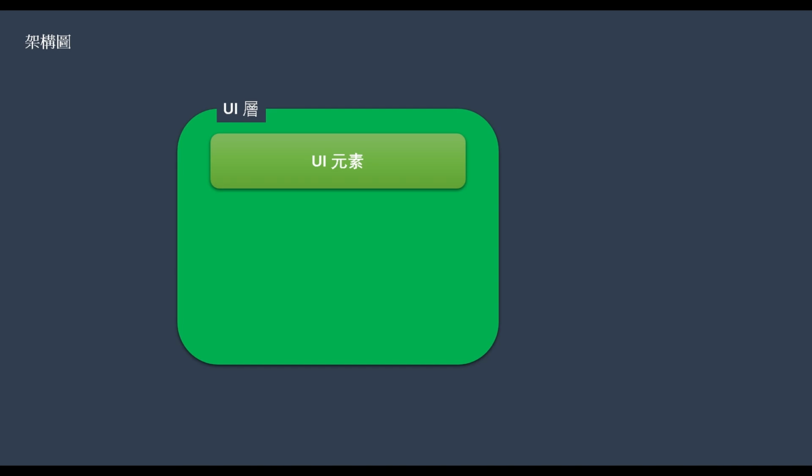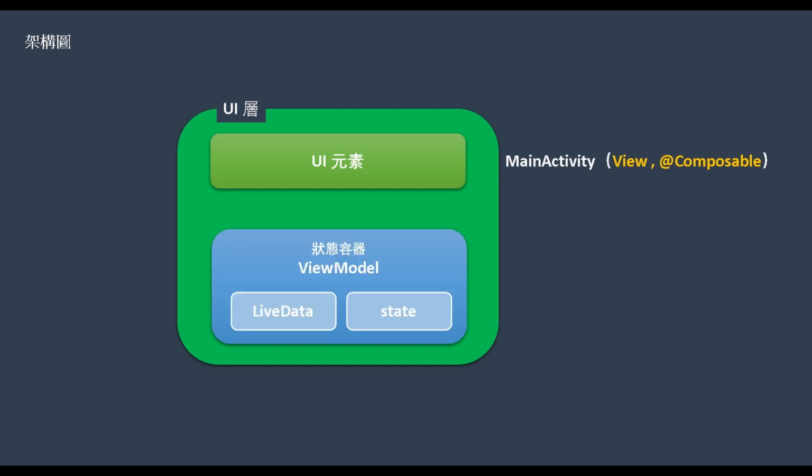This is the UI layer. This is the data layer. The UI layer includes the elements, for example, our main activity, and viewModel. viewModel is the state-holding object, components that expose data and processing logic to the UI.